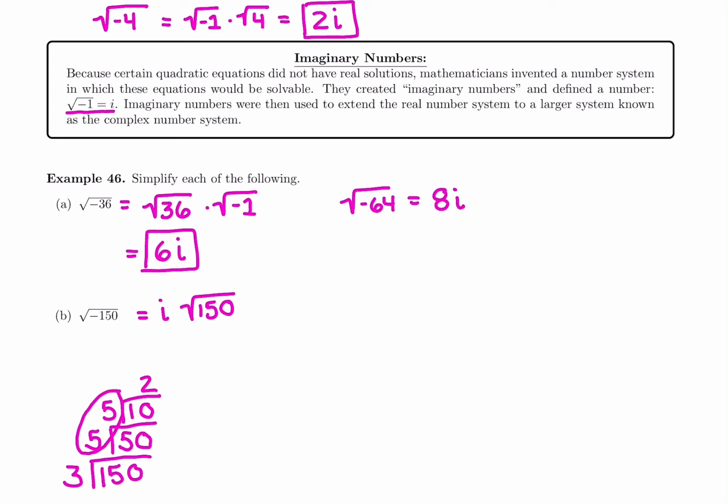So I have a 5 that gets to go on the outside with that i. And anything not in a pair is going to remain under the square root. So under the square root, I'm going to have that non-pair, which is 2 times 3. 2 times 3 will give me 6. So I can pull out a 5, an i because of the negative, and then we have root 6 left over. And we're going to do additional examples, but this is just an introduction to imaginary numbers.